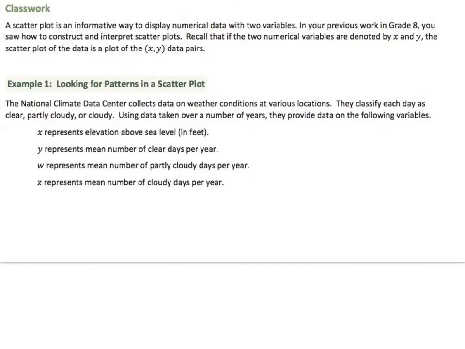A scatter plot is an informative way to display numerical data with two variables. In your previous work, not necessarily in grade 8, you saw how to construct and interpret scatter plots. So just like normal, I'm not sure where each of you are coming from as far as what you knew before you got to my class. So we're going to review it. Recall that if the two numerical variables are denoted by x and y, the scatter plot data is the plot of the xy data pairs. So we have the x-axis and the y-axis, right?